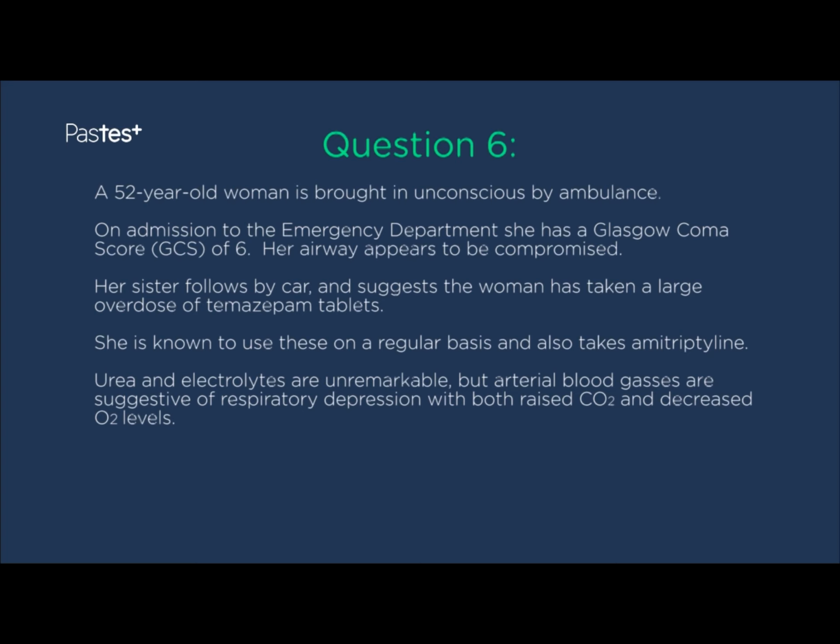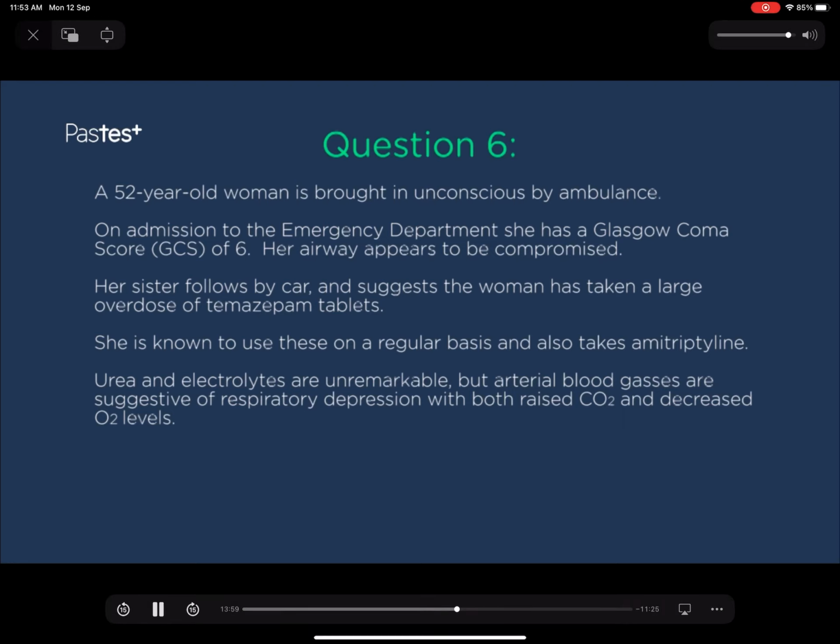And on to question number 6. A 52-year-old woman is brought in unconscious by ambulance. On admission to the AED, she has a Glasgow Coma score of 6. Her airway appears to be compromised. Her sister follows by car and suggests that the woman has taken a large overdose of temazepam tablets. She is known to use these on a regular basis and also takes amitriptyline.